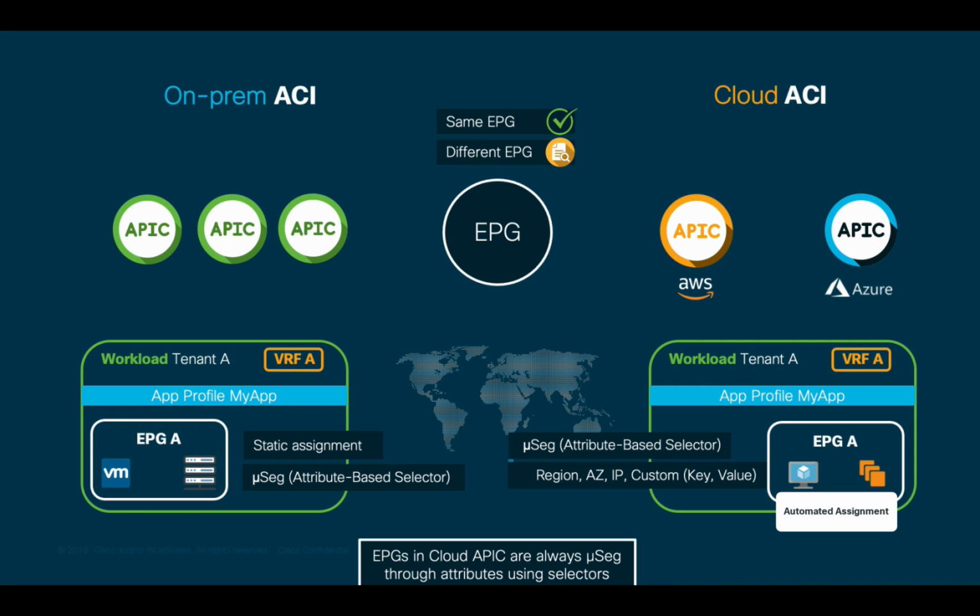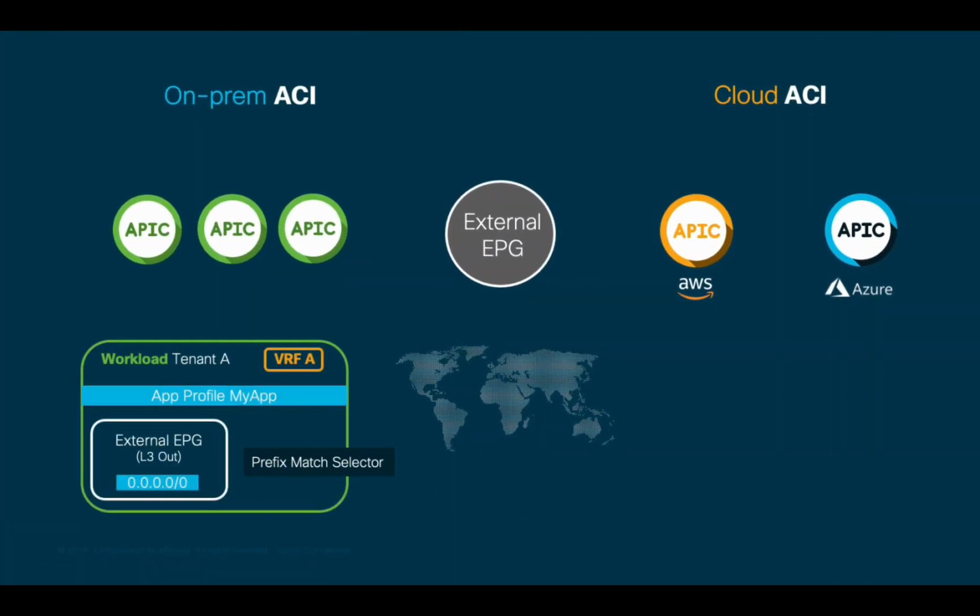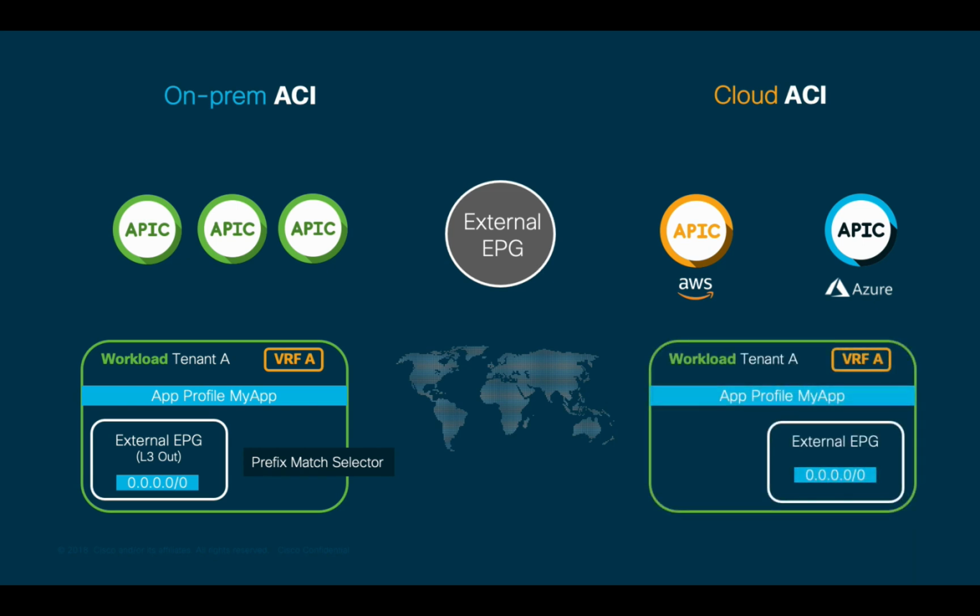Behind the scenes, ACI will transform that EPG configuration into an AWS security group, if you're running an AWS Cloud APIC, or an Azure ASG and NSG configuration, if you're running an Azure Cloud APIC. Then, just like L3-out or external EPGs on-prem, we have external EPGs in Cloud ACI, which automates the creation of a security group or NSG entry with the prefix you include in the selector, and then the corresponding rules when you create your contract. For example, if you wanted to create an external EPG representing the internet, you would need to add a quad 0 selector, just like in the on-prem version.